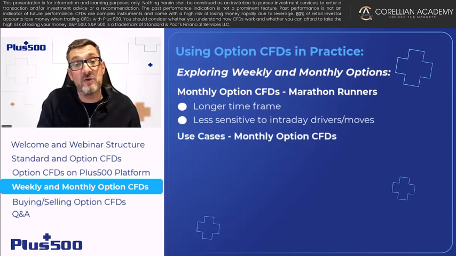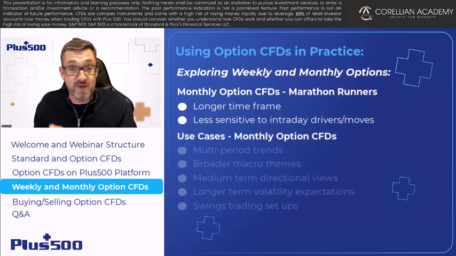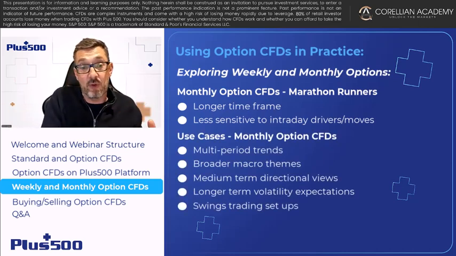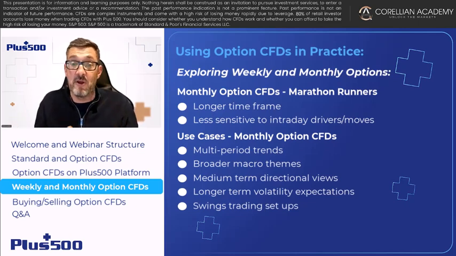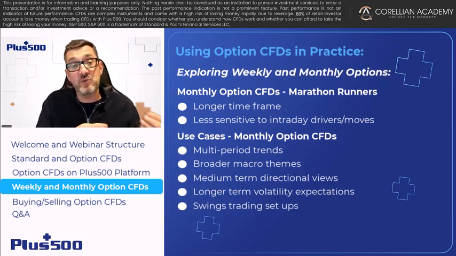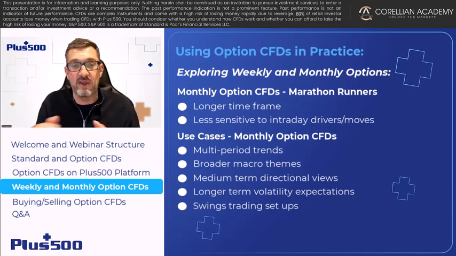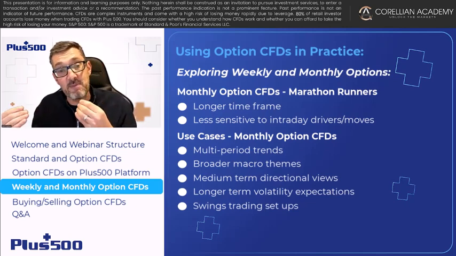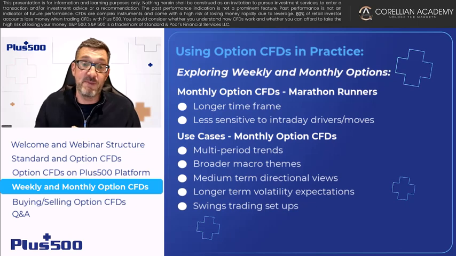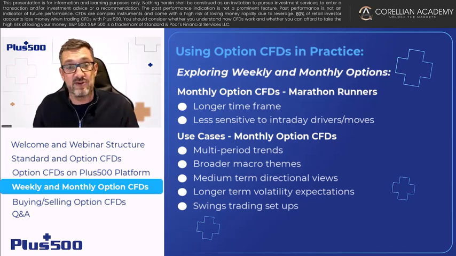Now, you typically use monthly options when you're trading multi-period trends, broader macro themes, medium-term directional views, volatility expectations over time, or swing trading setups that need some breathing room. Because they carry more time value, monthly options behave like more well-balanced instruments.